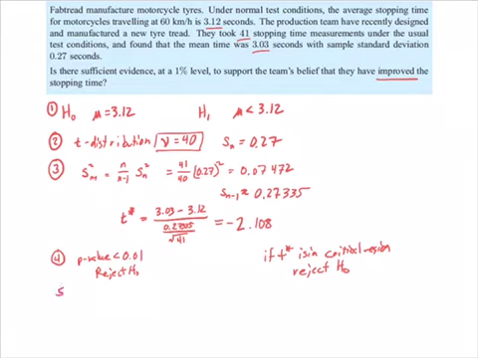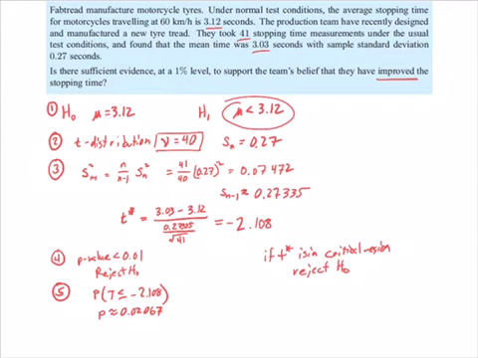Step 5 is we're going to find the p-value, or find the critical region. For the p-value, remember to use the t-statistic on your calculator. We do the probability that t is less than or equal to negative 2.108. This is a one-tailed test, remember, because it's just less than, and so if I put that in, I should be able to get a p-value of 0.02067.